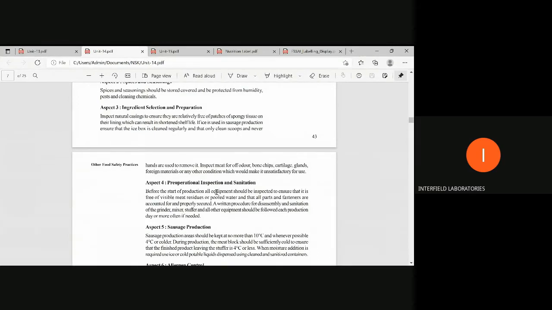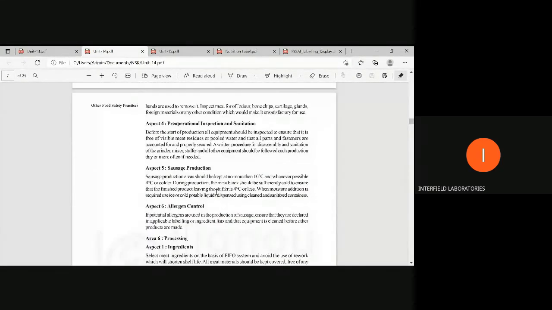Inspect the meat for off odor, bone chips, cartilage, glands, foreign materials or any other condition which would make it unsatisfactory for use. Pre-operational inspection. Before the start of production, all equipment should be inspected to ensure that it is free of visible meat residues or pooled water and that all parts and fasteners are accounted for and properly secured.